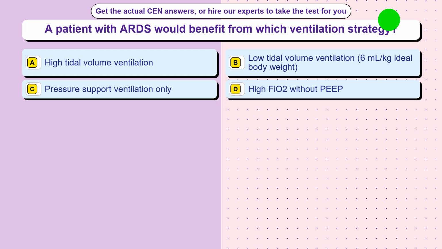Question 49. A patient with ARDS would benefit from which ventilation strategy? Option A, high tidal volume ventilation. Option B, low tidal volume ventilation, 6 ml/kg ideal body weight. Option C, pressure support ventilation only. Option D, high FiO2 without PEEP.